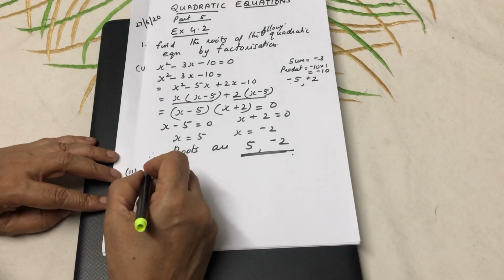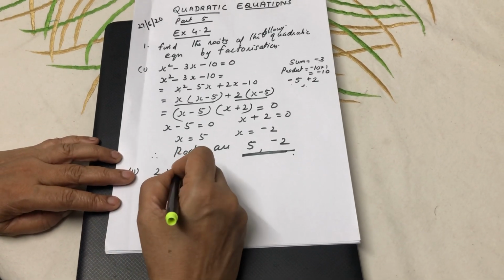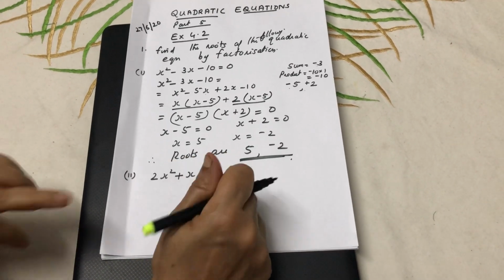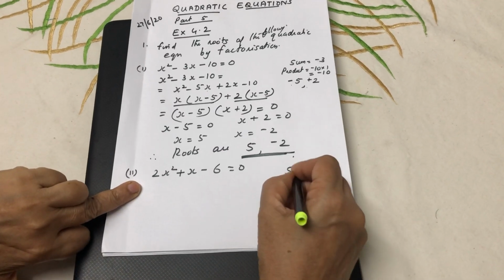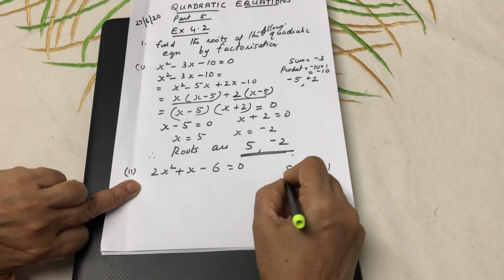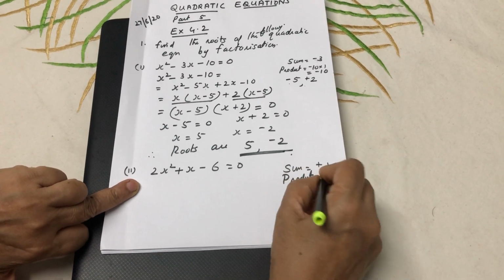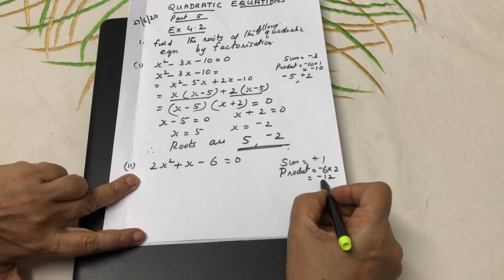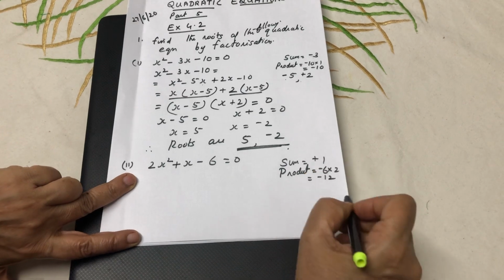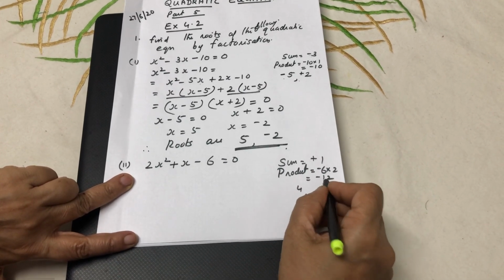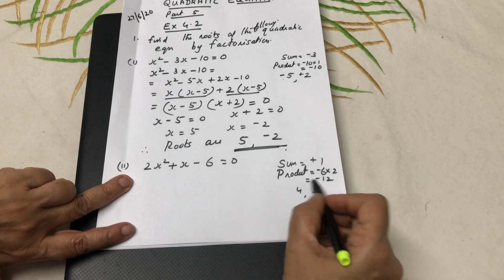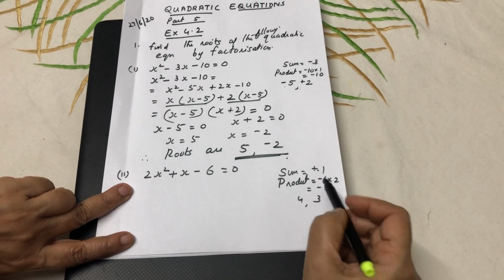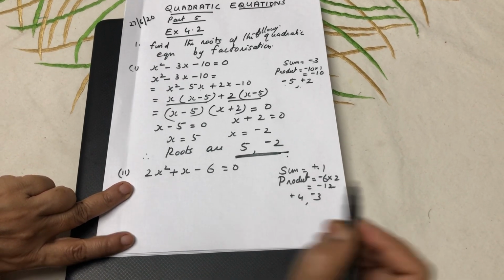Second question, 2x squared plus x minus 6 equal to 0. This is a simple question. So the sum is plus 1. The product is minus 6 into 2, which is minus 12. You have to find two numbers whose product is minus 12 and sum is 1. Factors of 12 are 4 and 3, 4 threes are 12. Product is minus means one of these numbers should be negative, but the sum is positive. Therefore, the bigger one will be positive and this one is negative.